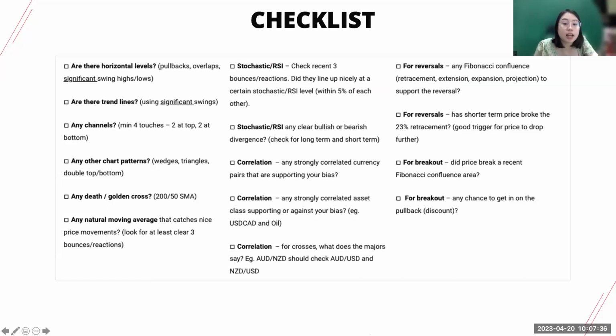This is the checklist that I usually use when I am trading. So the first one is, are there any horizontal levels? Horizontal levels will be your support and resistance. That's very important in trading, because that will work as your stop loss, your take profit, and your entry.